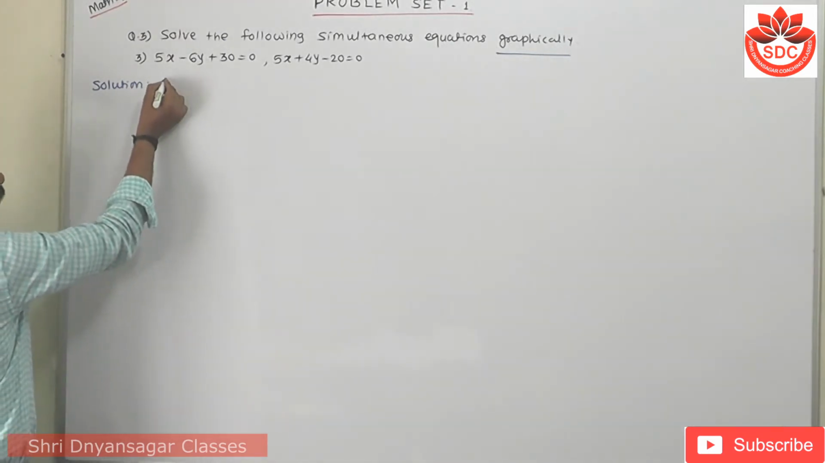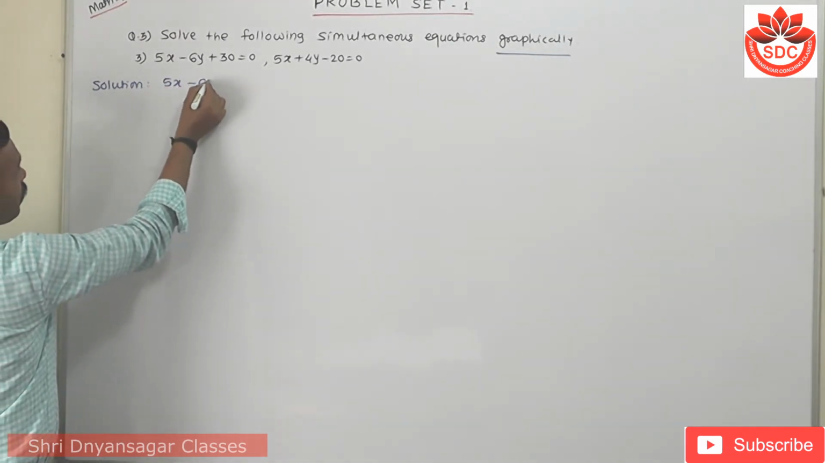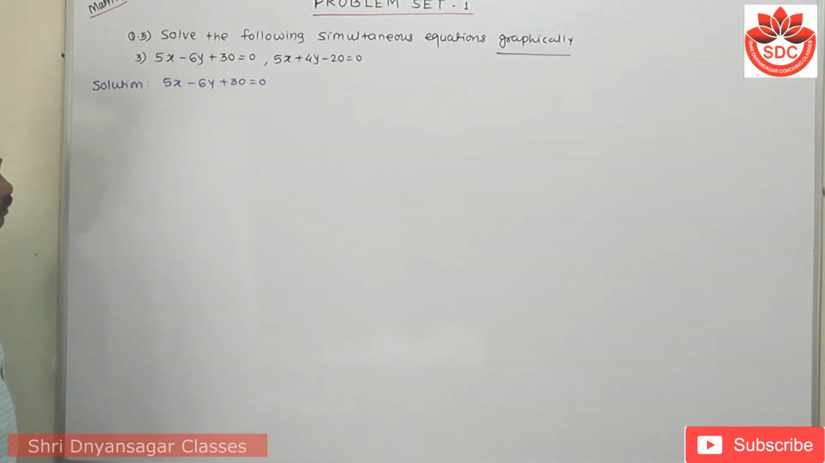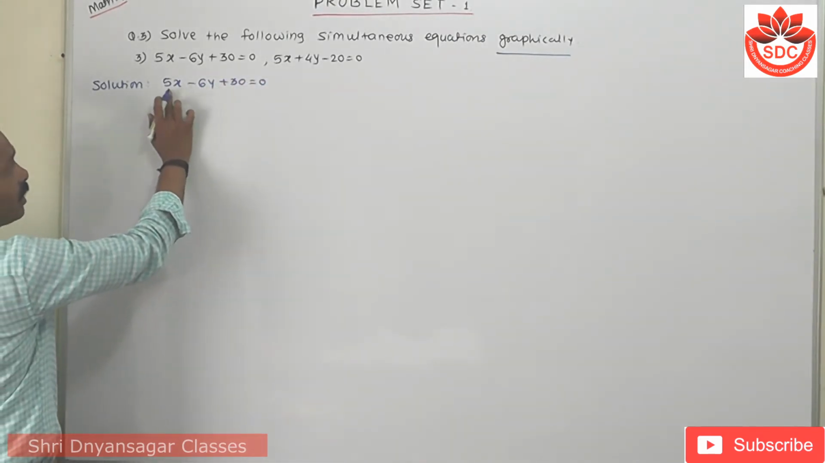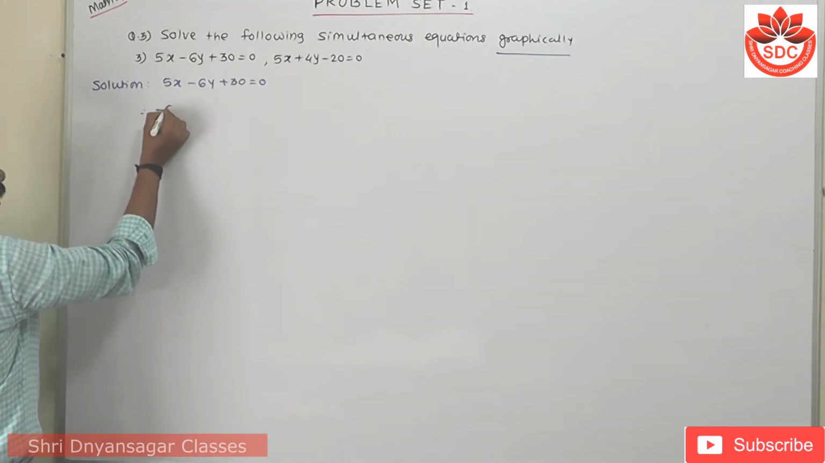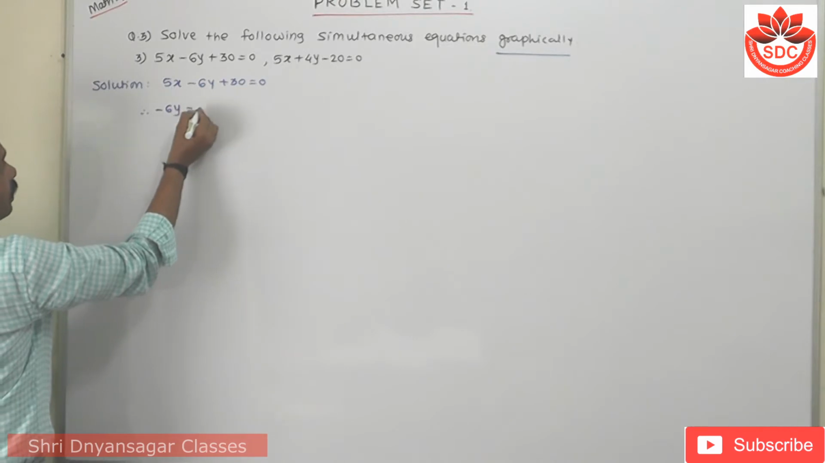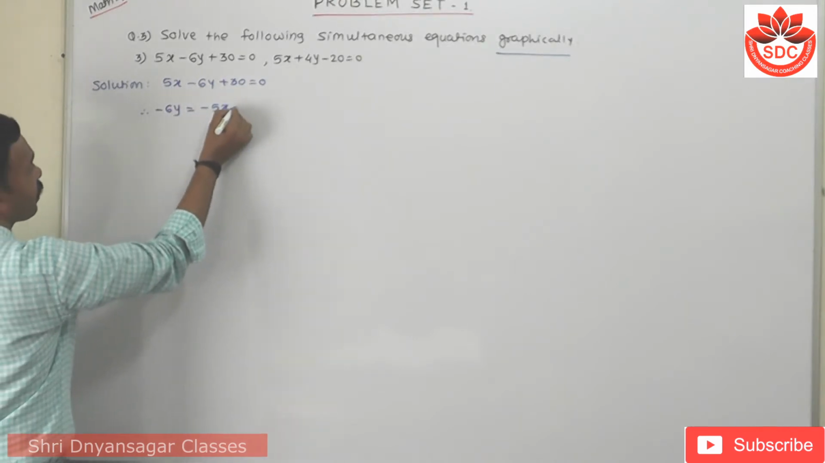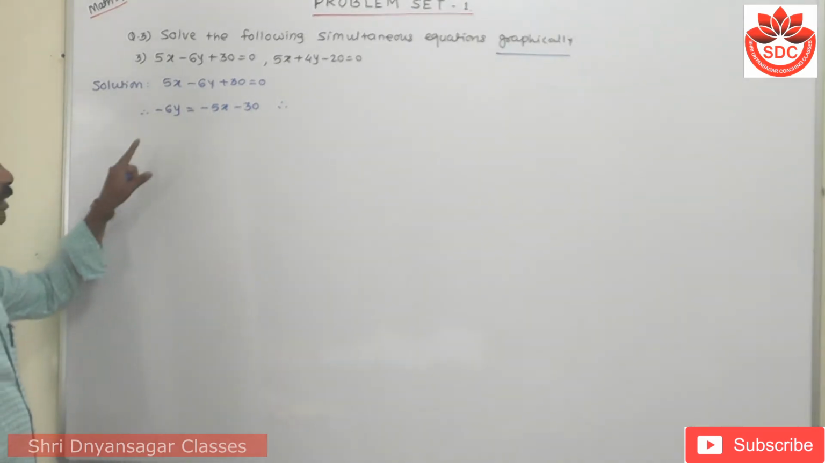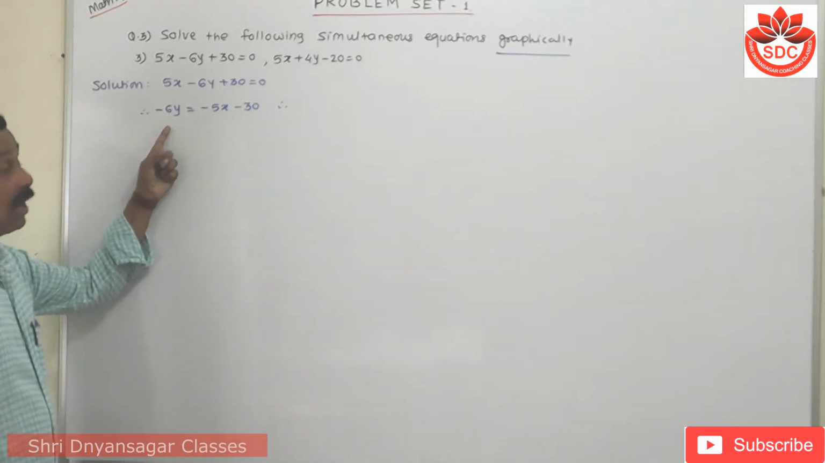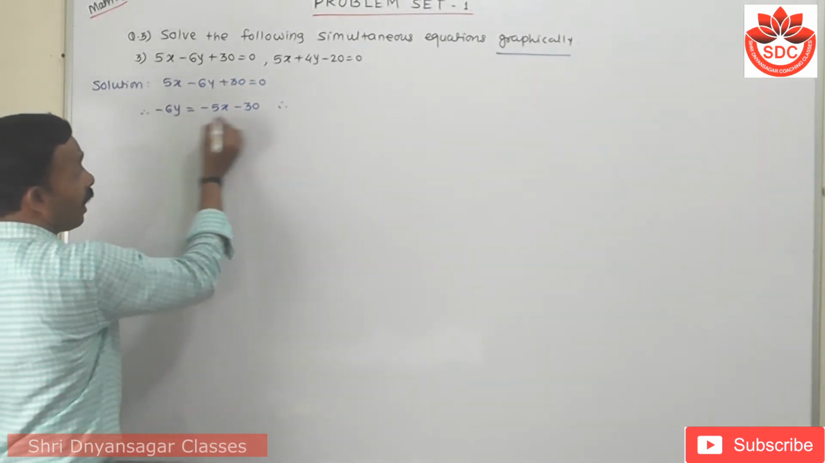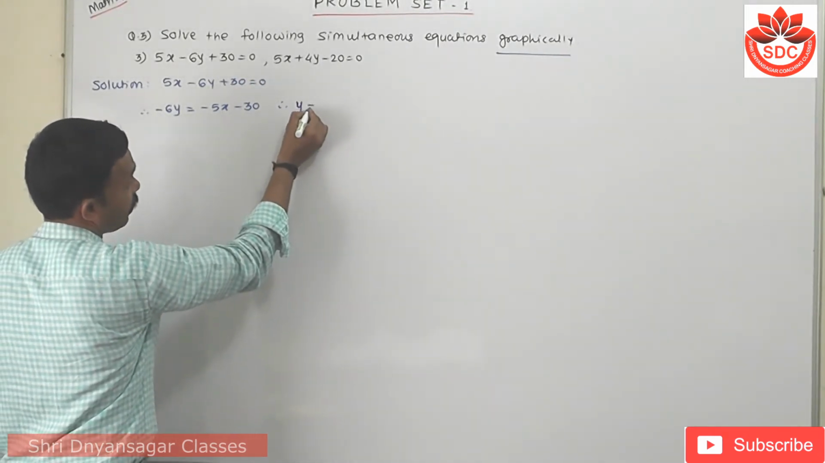The equation is 5x minus 6y plus 30 equals 0. Now I have to transpose this 5x and this 30 to this side. We get, therefore, minus 6y is equal to minus 5x minus 30. Now I have to take directly the value of y by changing all signs. Look carefully, I have to write here y is equal to.